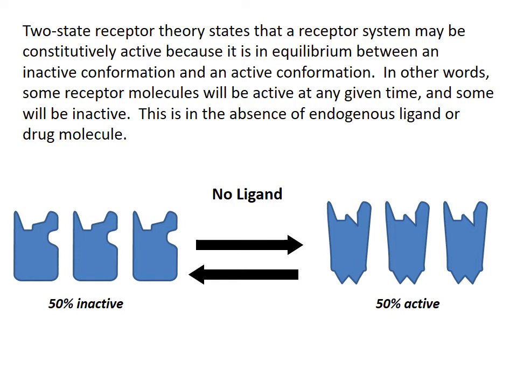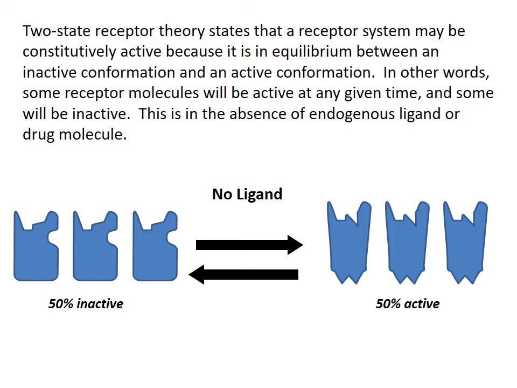So if you think about that with respect to the human body, that would mean that if we didn't have endogenous activators like epinephrine or norepinephrine or anything you could think of that activates a receptor like histamine, if we didn't have any of those present, what they're saying is that you would still have some receptor activity, but it would be lower because more of the receptor would be in the inactive conformation in that case.